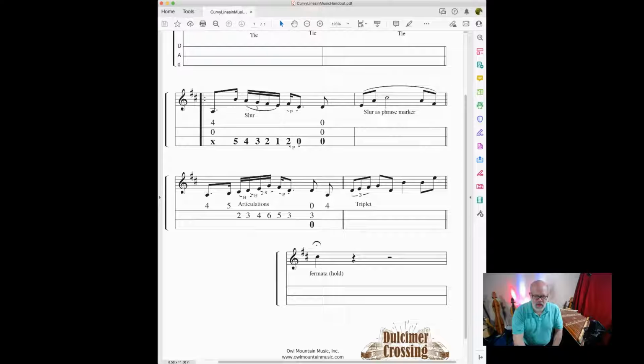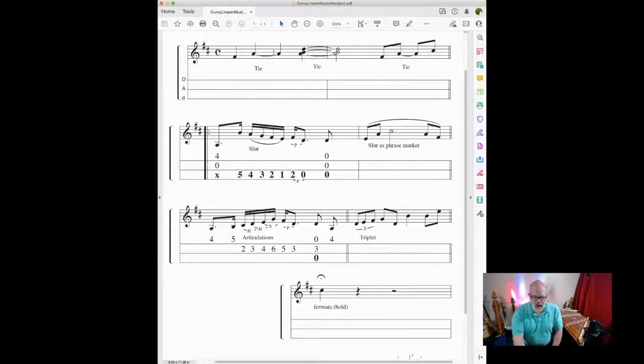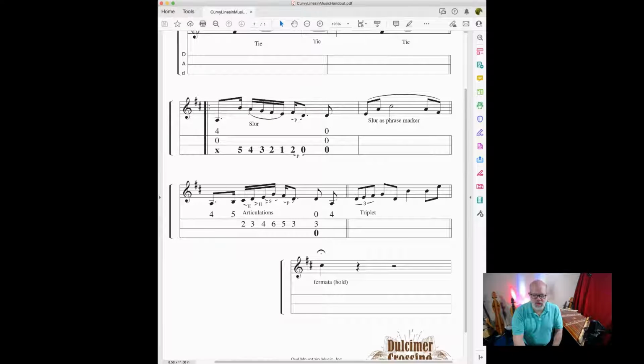Now, the other way a slur gets used is when it can go over a whole measure or it can go over several measures. So this one curvy line can be a tie. It can be a slur, which tells us to use one articulation and then whatever it takes smoothly to get to the rest. Or it can say this whole section is a phrase.